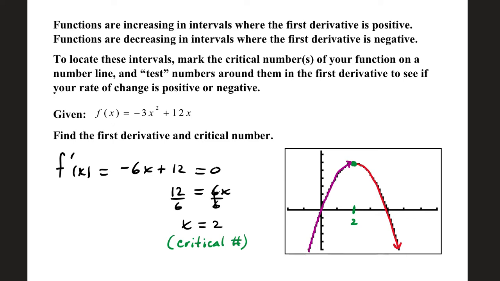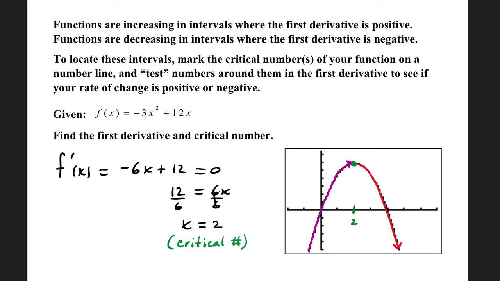Given the function negative 3x squared plus 12x, the graph is over here to the right of your screen. Let's find the first derivative and the critical number. Note this graph only has one hill, so we only expect one critical number.